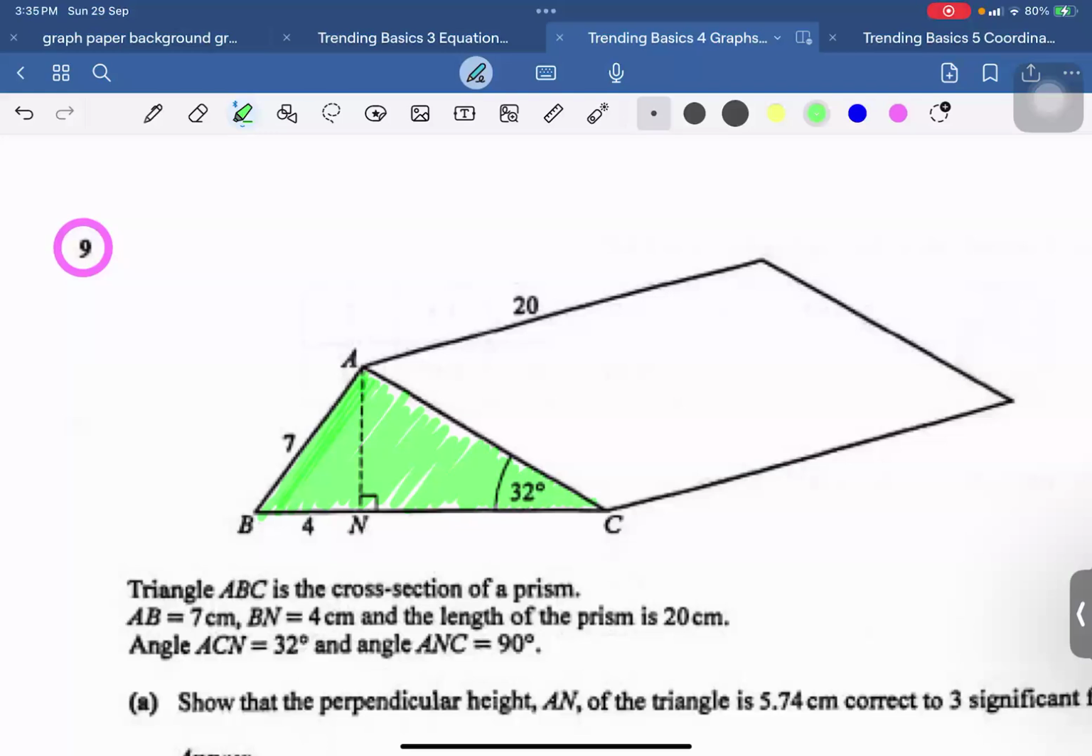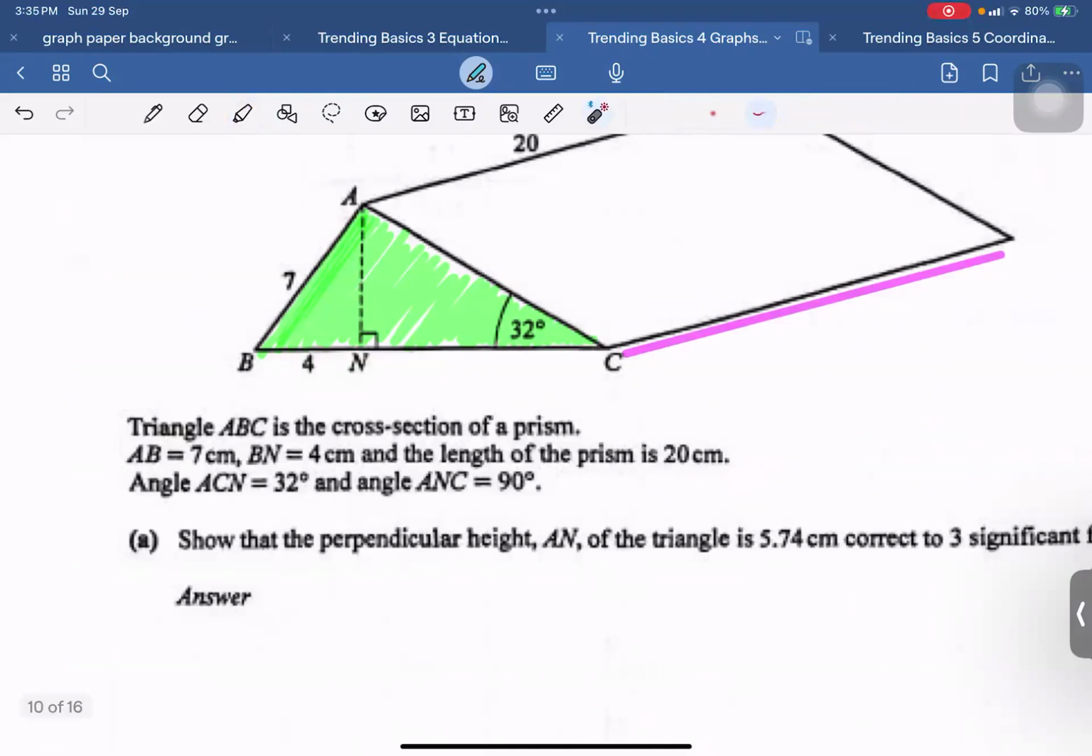If I want to find the volume later, I'll need to take the cross section times the side that is perpendicular to it. That means in this case times the length. Now they ask me to show that the perpendicular height AN is this. So what do I need to do? I need to observe, either I can use this triangle or I use the other side of the triangle.